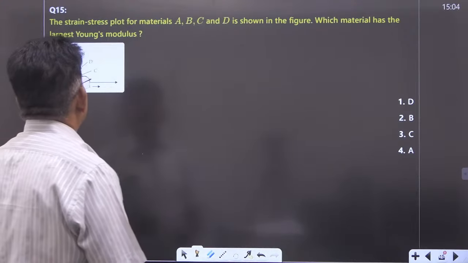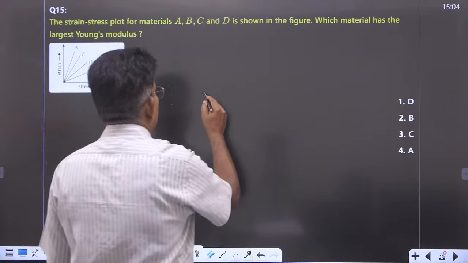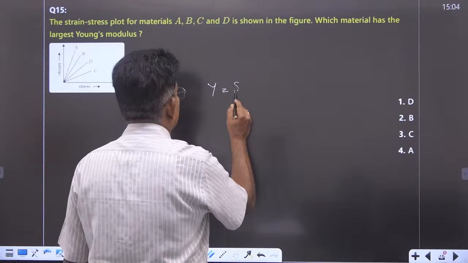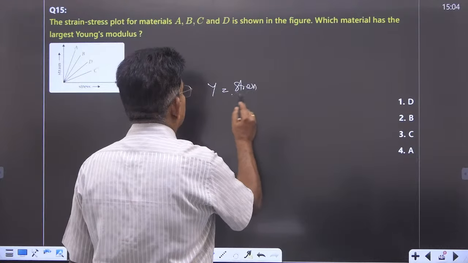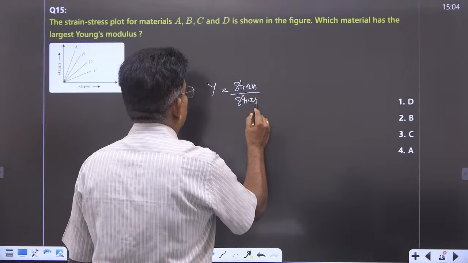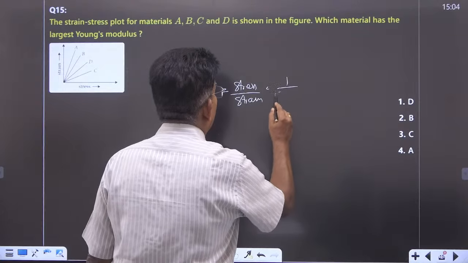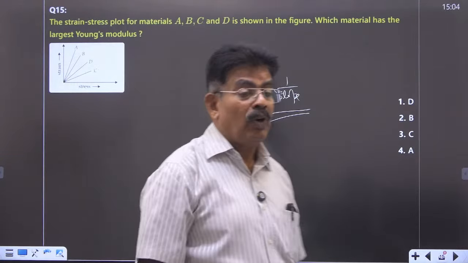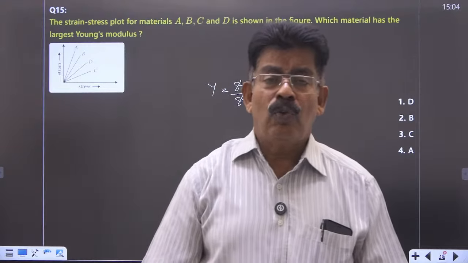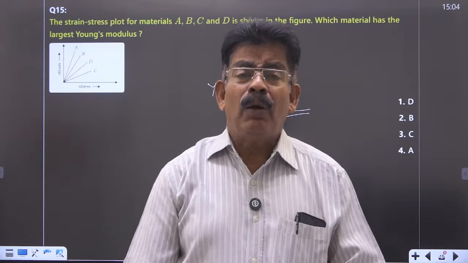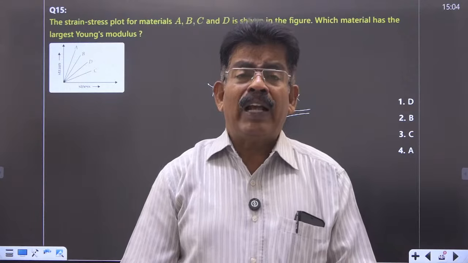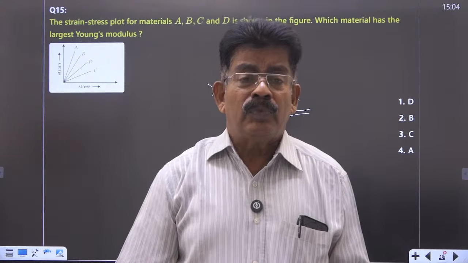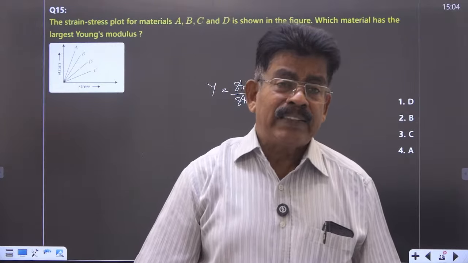Now tell me, strain is on the y-axis. Young's modulus is stress by strain. And what is stress by strain? It is 1 by slope. Young's modulus is 1 by slope. So what is the meaning of that? The one having more slope will have minimum Y. The one having minimum slope will have maximum Y.